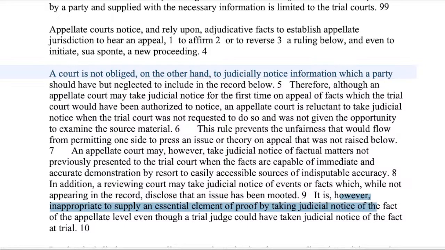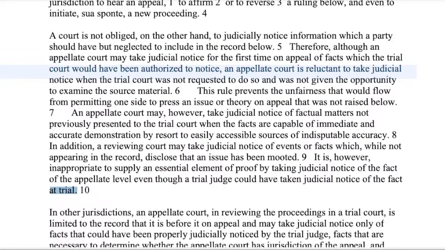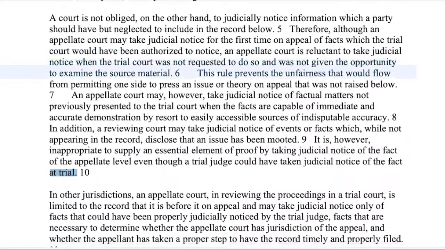It is, however, inappropriate to supply an essential element of proof by taking judicial notice of the fact at the appellate level, even though a trial judge could have taken judicial notice of the fact at trial. So you got to exhaust the trial part, and then get on to the appellate part.